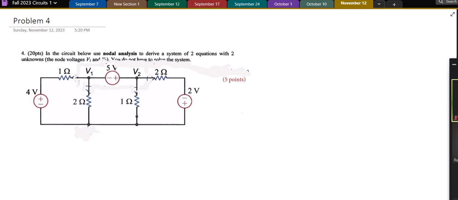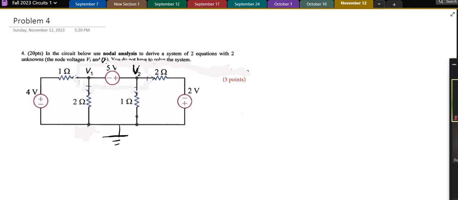Okay, so this problem says to use nodal analysis to derive a system of two equations with two unknowns at the node voltages V1 and V2, and you don't have to solve the equations. So the way node voltage works is first you identify your nodes. Here they're identified for us, so we don't have to identify them, except you do have to label a ground node. And usually, if you don't have any other reason to choose something, the ground node a lot of times is just going to be at the bottom of the circuit.